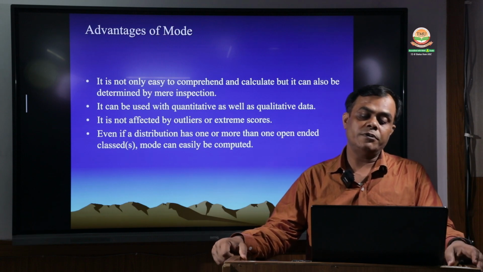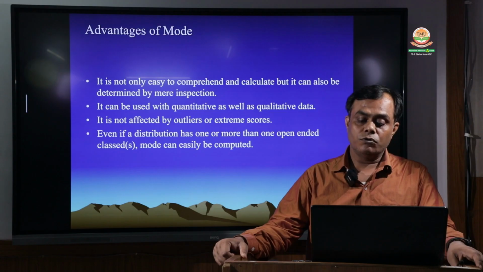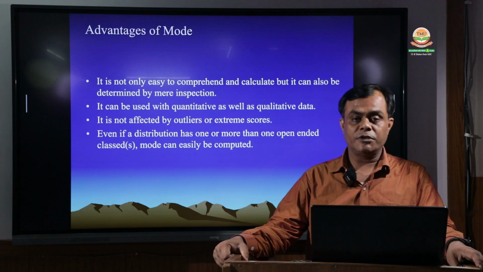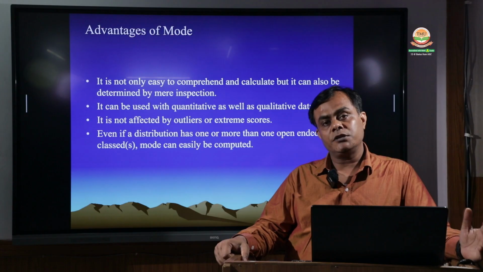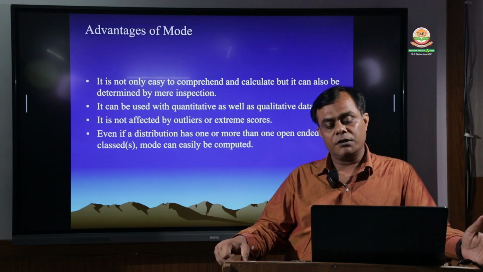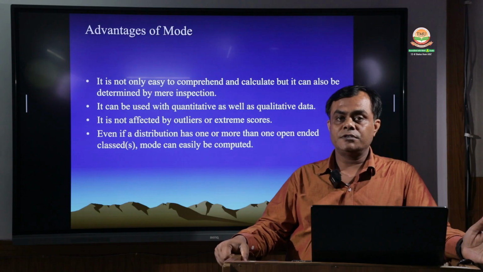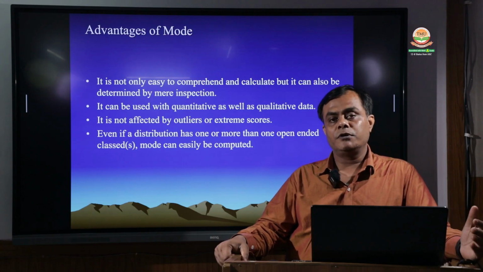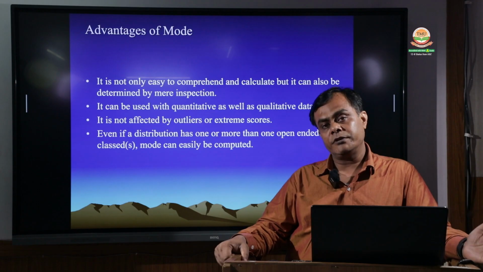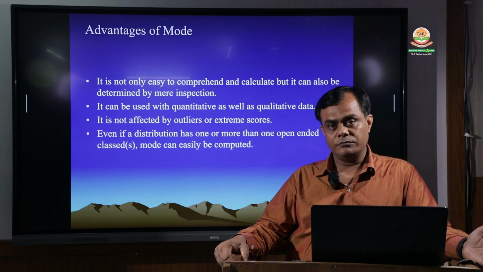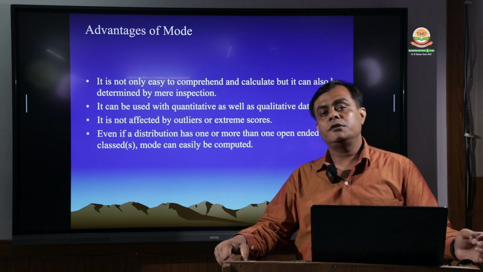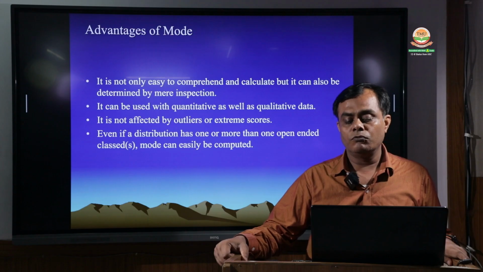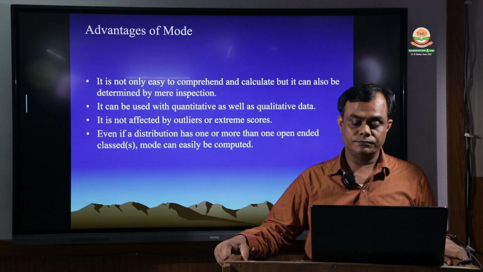And the next is, even if the distribution has one or more open-end classes, the mode can easily be computed. If the class is open-ended, we cannot use the median, and if there is more than one open-end class, we also cannot use the mean. But in that situation, we can use the mode when there are one or more open-end classes.